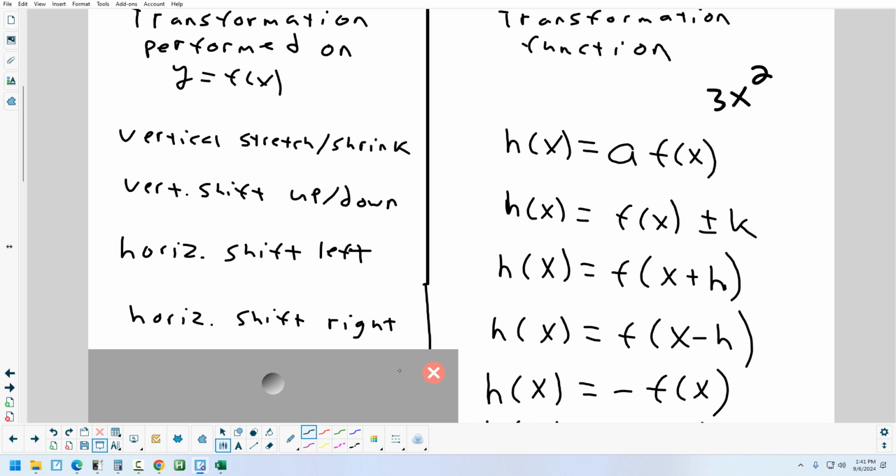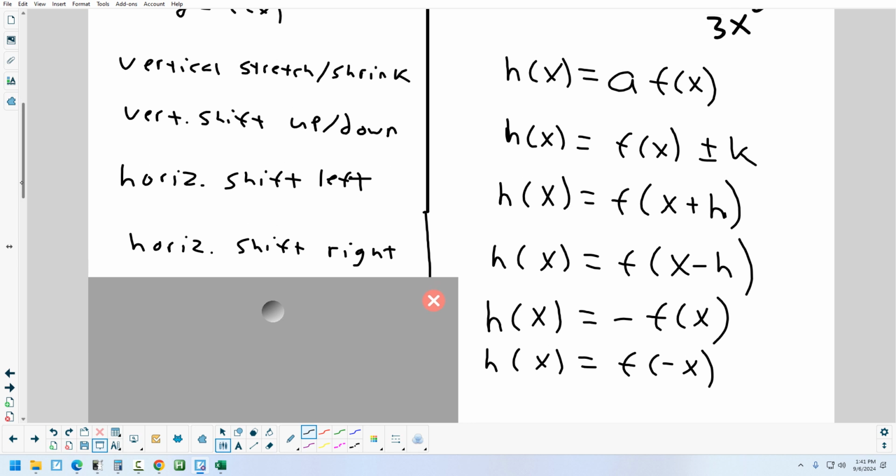And then the last two are when you have a negative. I'm not worried about which one does what right now, but does anybody remember in general what a negative does to the graph? It could compress it if you had a number other than 1, like a 1/2 in front. But just a negative without a number does what? Yeah, it reflects it.